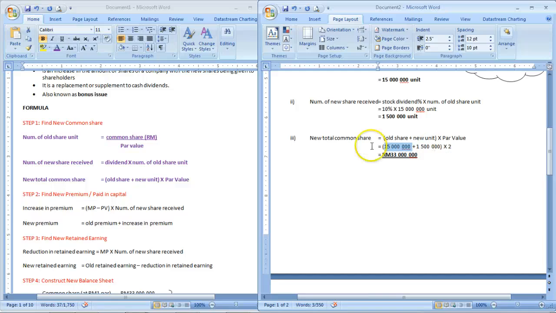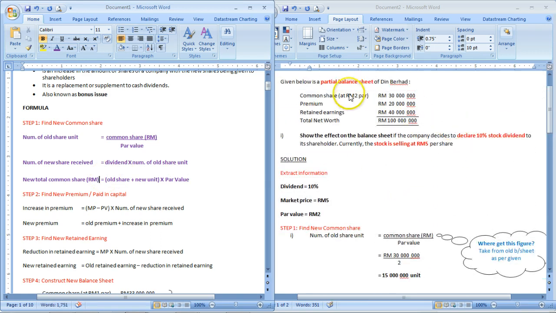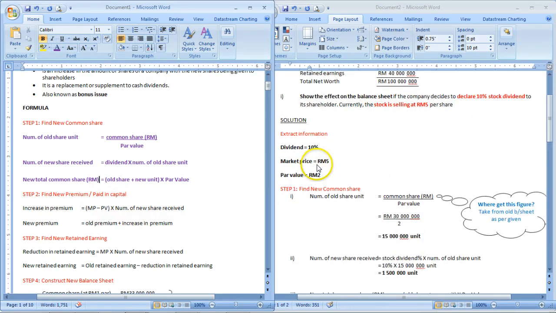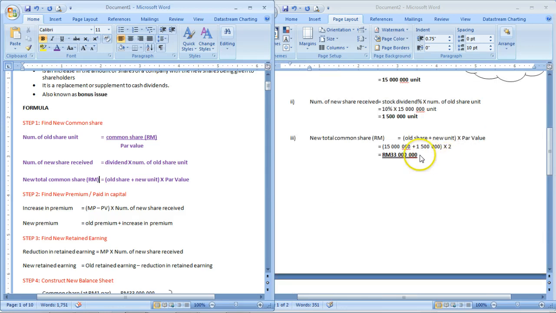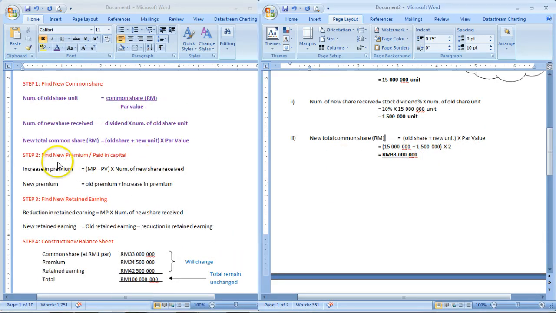16,500,000 units of shares. But I want this in RM. So if you want this in RM, you need to times this by the par value. That's why you times your par value. Your par value is 2 ringgit at par, in your extracted information too. So you get 33 million. Done with the first part. Now you go to the second part.